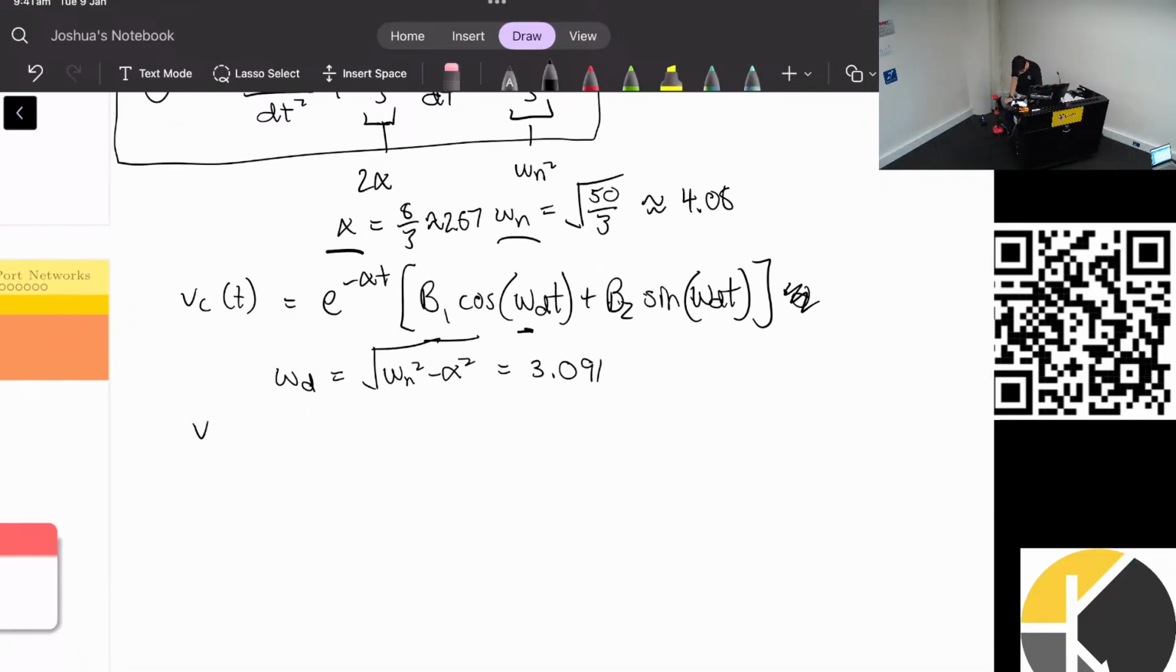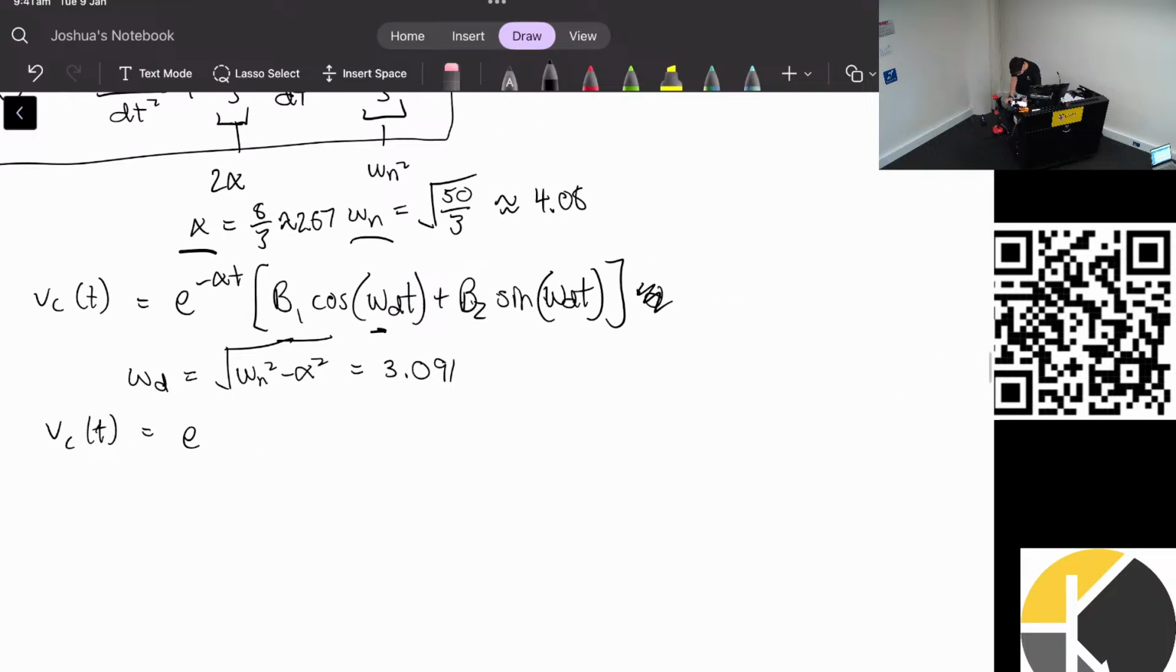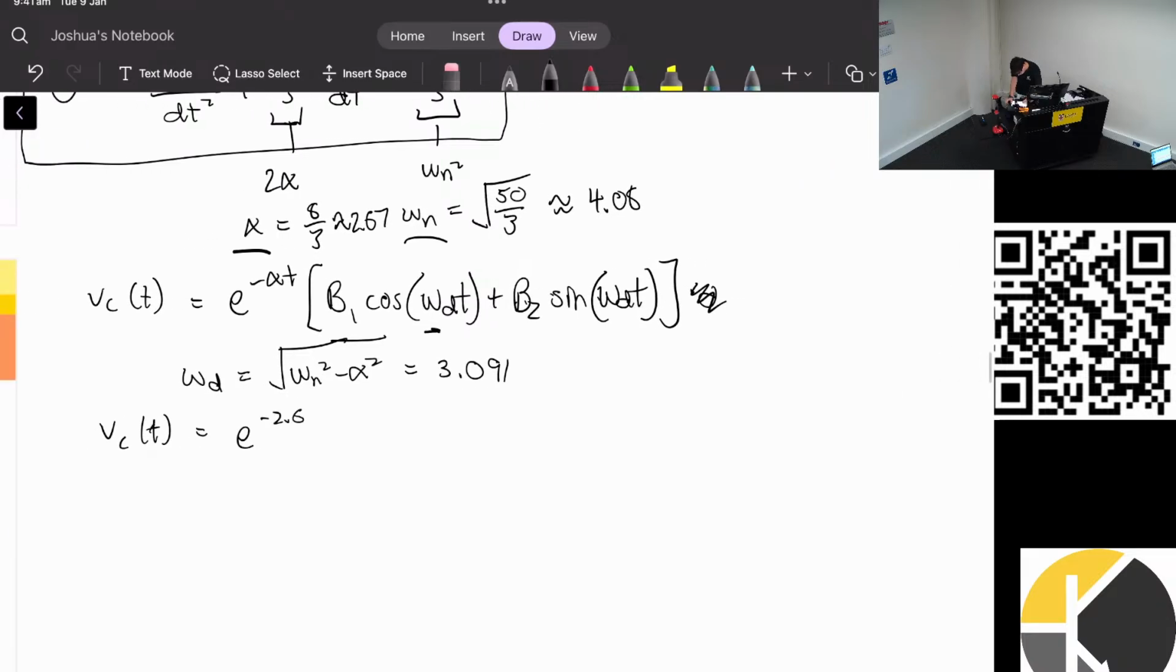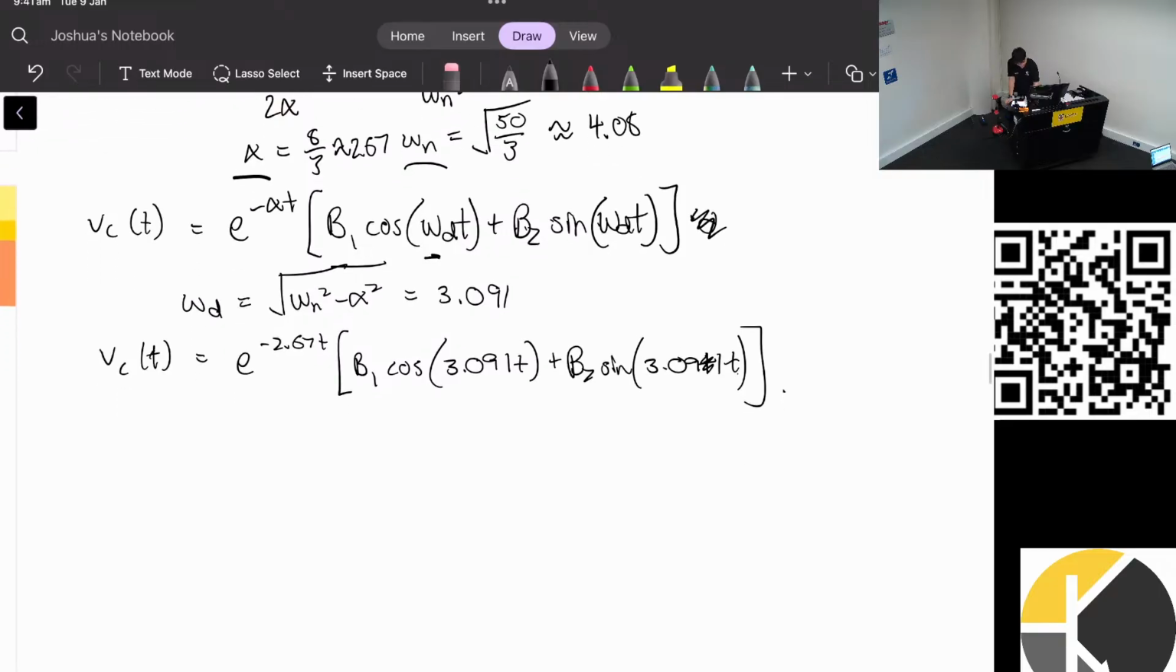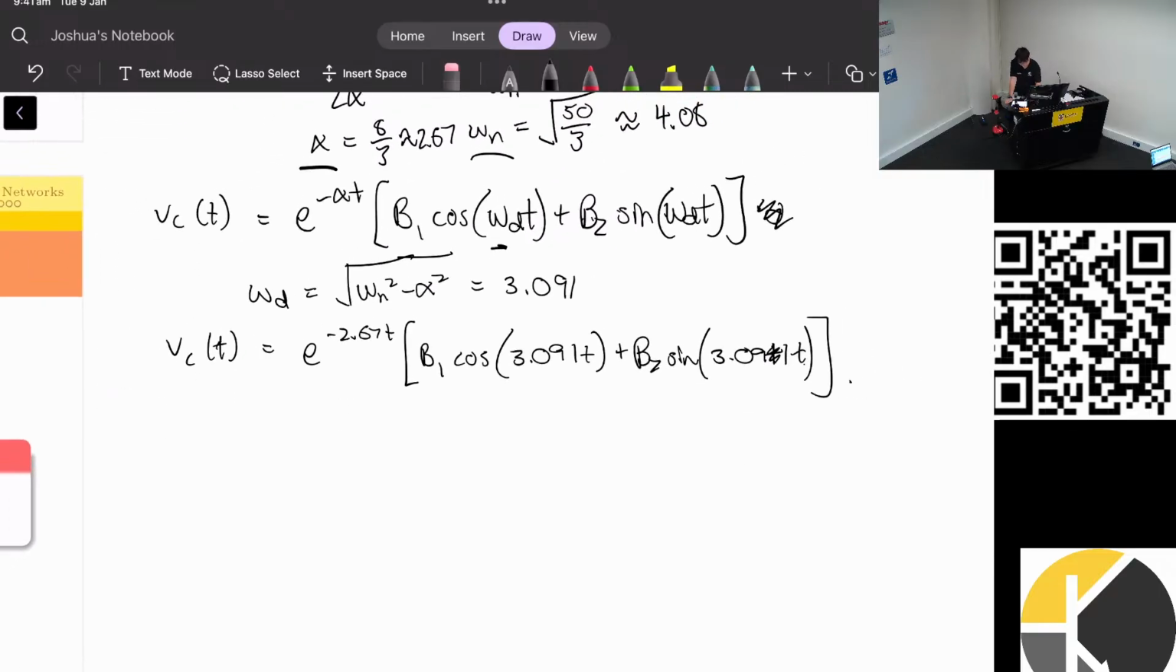So our equation will look something like this: minus 2.67t, b1 cos 3.091t plus b2 sine 3.091t. Great. So now I'll use my initial conditions.